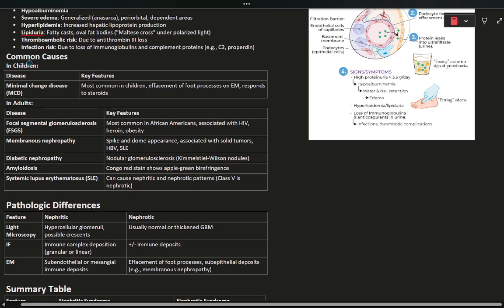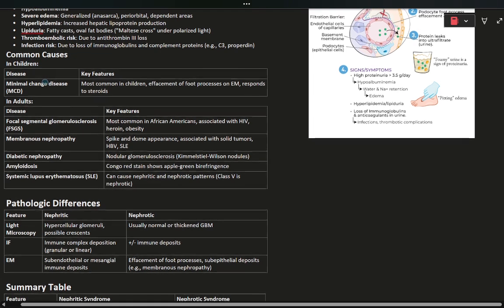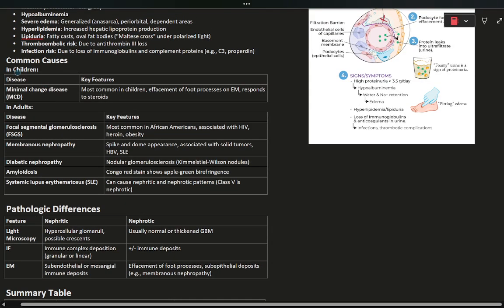So let's break down some common causes for nephrotic syndrome. In children, minimal change disease is the most common cause of nephrotic syndrome. It involves the effacement of foot processes on electron microscopy. And the good news is that this disease responds well to steroids. So steroids are good treatment options for this.